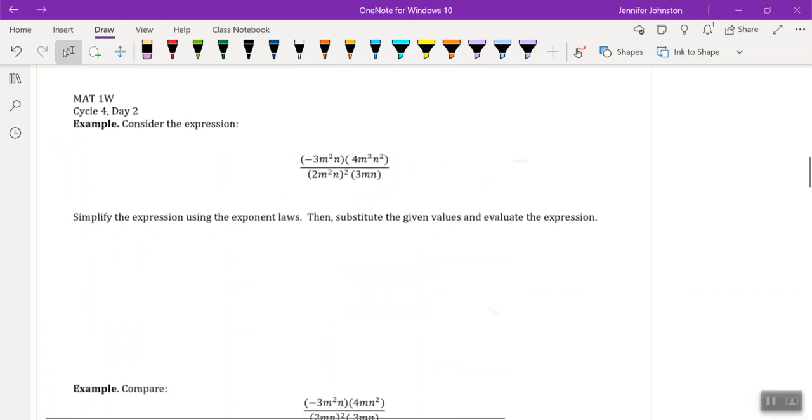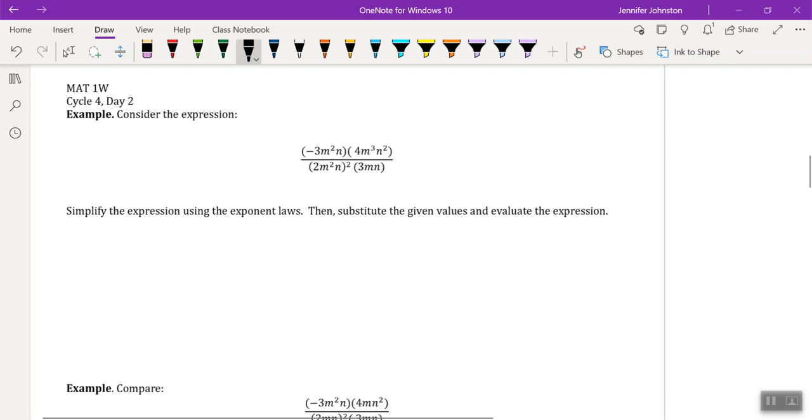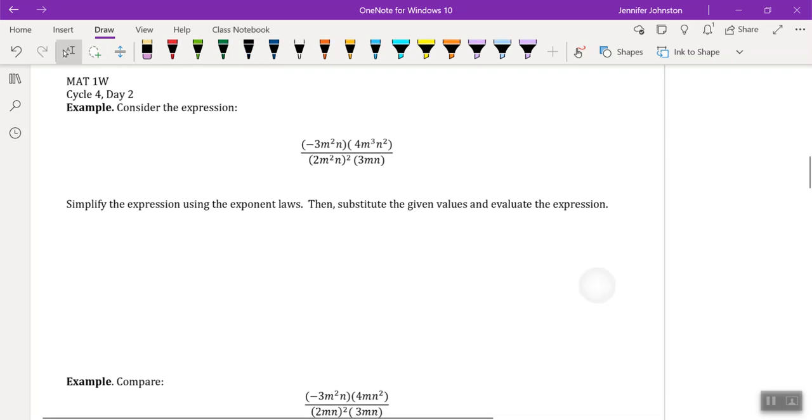All right, so for this one, consider the expression. So we have an expression right here. Simplify the expression using exponent laws this time. Then substitute the given values and evaluate the expression. All right, so let's go ahead and try this one out. Okay, so I'm just going to rewrite the problem over here.